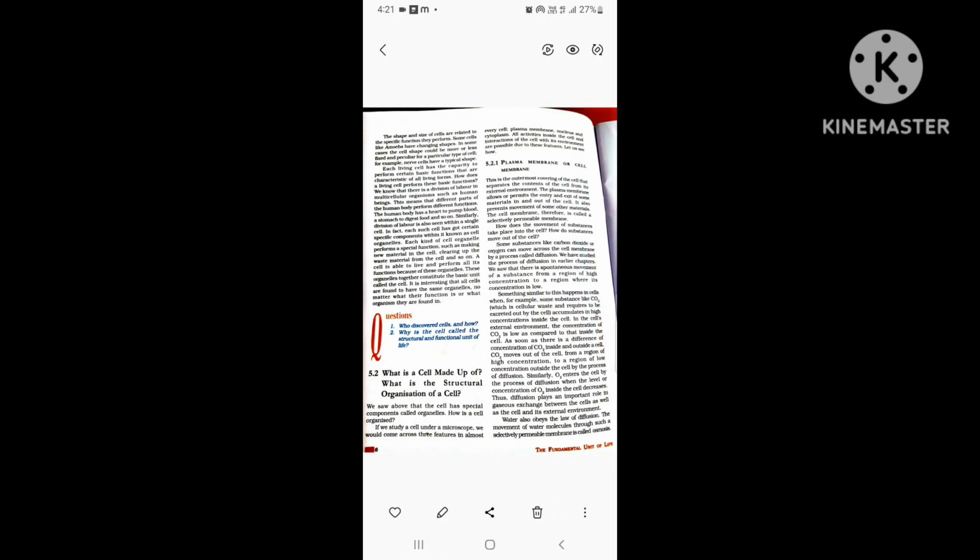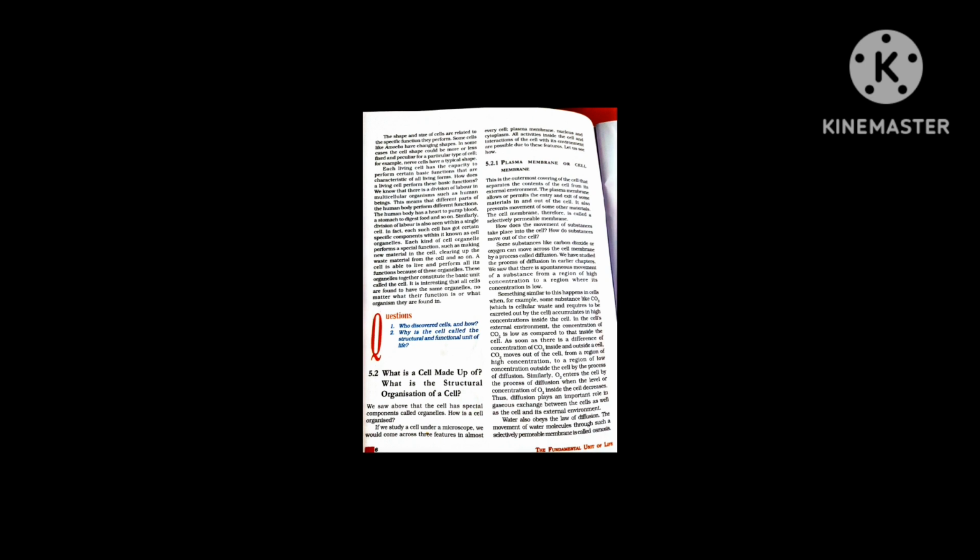And next, the shape and size of cells are related to the specific function they perform. Some cells like amoeba have changing shapes. In some cases, the cell shape could be more or less fixed and peculiar for a particular type of cell. For example, amoeba can change its shape, but sometimes it has a fixed and peculiar shape. For example, nerve cells have a typical shape.